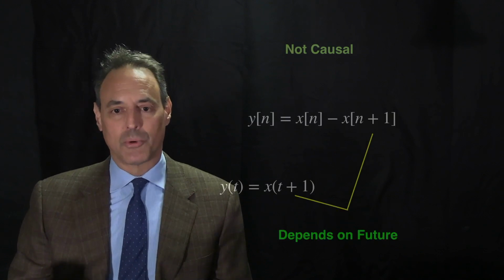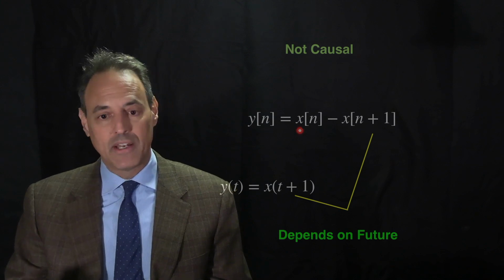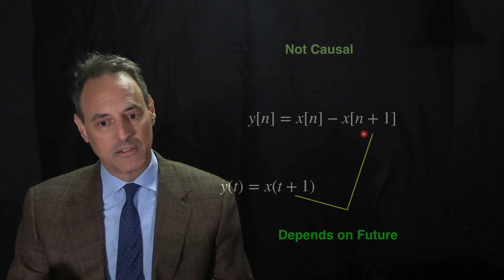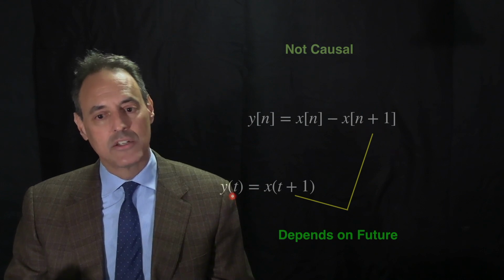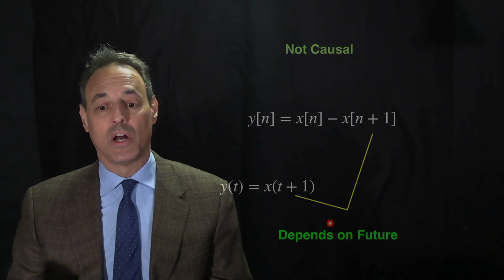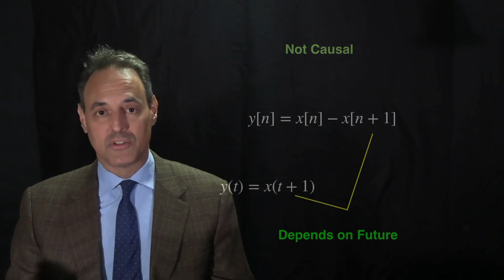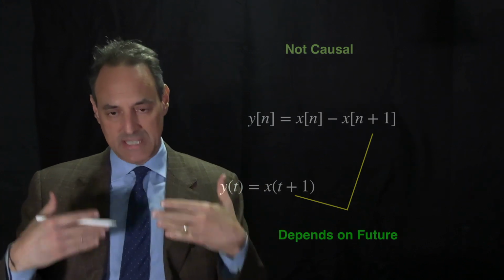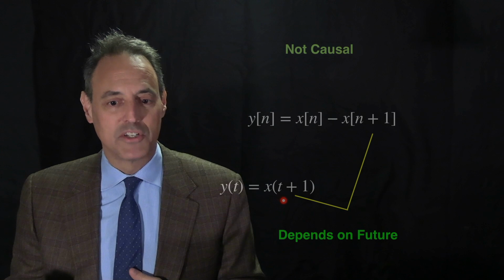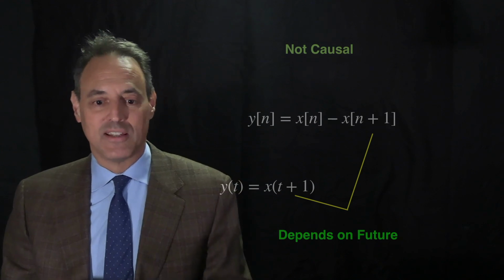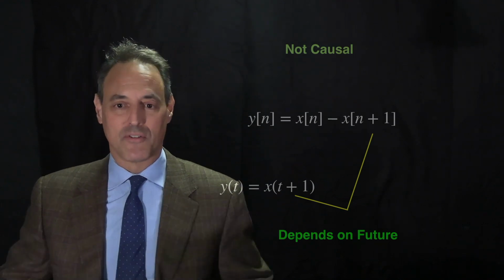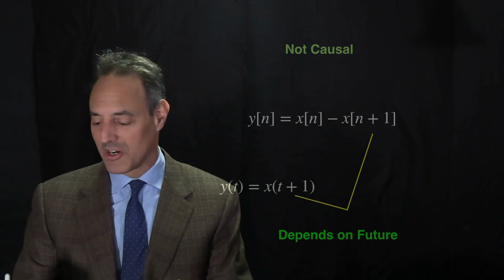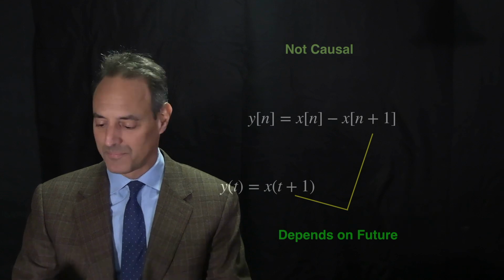Here's a non-causal relationship. y of n is equal to x of n plus 1. So this is a point in the future right there. Or y of t is x of t plus 1. So this isn't causal in the sense that the past didn't produce this current state. The future produced this state that we're looking at, which is an interesting concept in and of itself. But these are just generic representations of signals. All right.